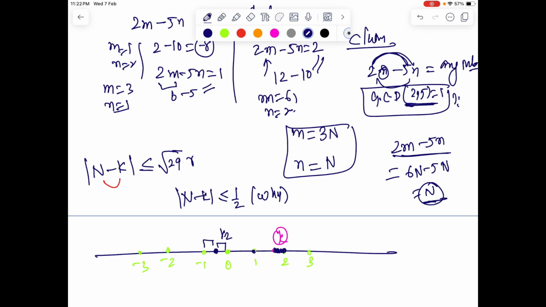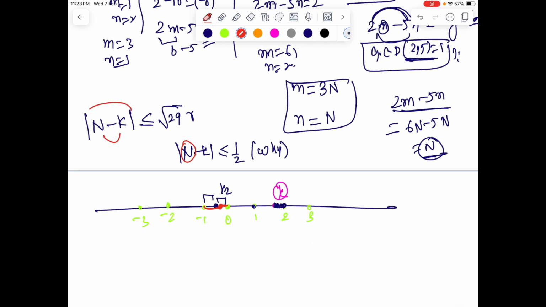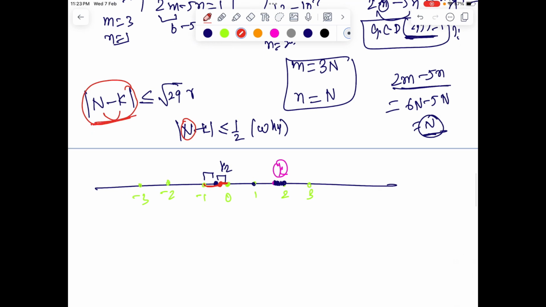Why? Because let's say exactly the number k is in the middle, so this gap will be half in magnitude, right? If k is on either of the sides, if it's here, then this distance is less than half, because I have to take the minimum distance of these two. So if you are closer to 0, then of course the minimum distance will be taken from 0. If you are closer to minus 1, this quantity will be less than or equal to half. And I know this has to be less than or equal to root 29r.